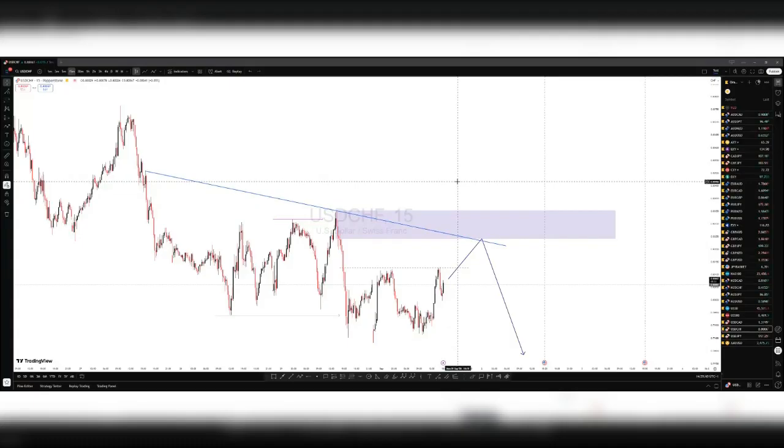So that's basically it. Hope I've been helpful today. Yeah. One more question: where do we find fair value gaps from the candles?